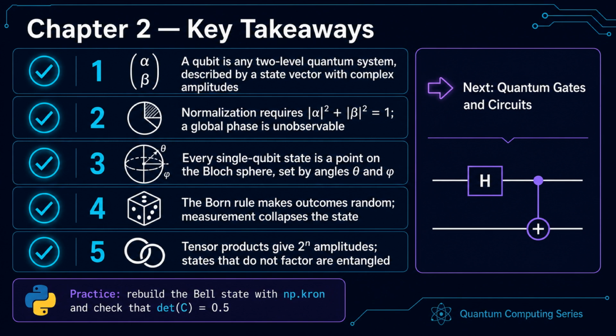Let's recap. A qubit is any 2-level quantum system, described by a state vector whose complex amplitudes satisfy normalization: the absolute value of alpha squared plus the absolute value of beta squared equals 1. Because a global phase is unobservable, every qubit state is a point on the Bloch sphere. The Born rule turns amplitudes into probabilities, the outcome is random, and measurement collapses the state. Qubits combine through the tensor product, giving 2 to the power n amplitudes. States that do not factor are entangled, and no cloning follows in 3 lines from unitarity. Next, quantum gates and circuits.